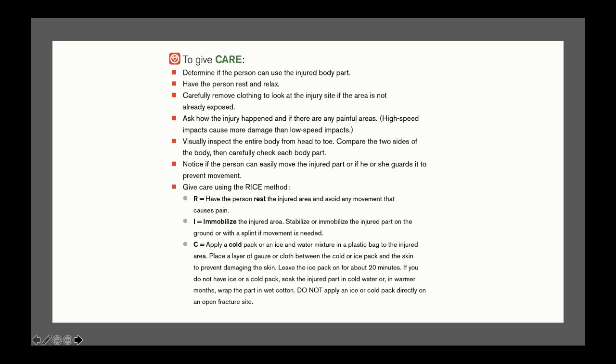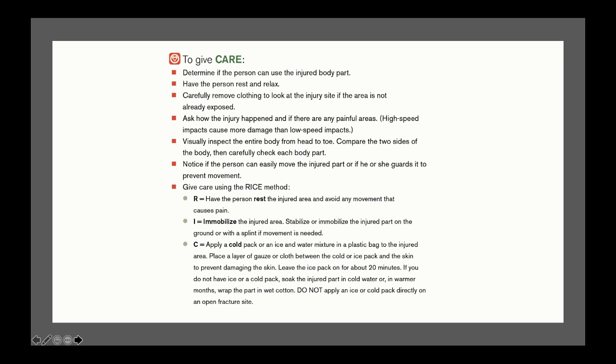Remove any sort of clothing and make sure that you look at the injury site and actually expose it at the skin, okay? So if someone's grabbing their arm, you come around the corner, and they have some tenderness, you're going to want to make sure that you expose it at the skin. That way you see if there's any sort of bruising, you see if there's any sort of blood, anything like that, okay?